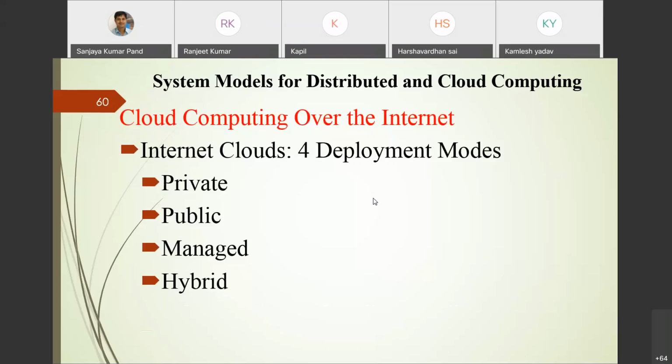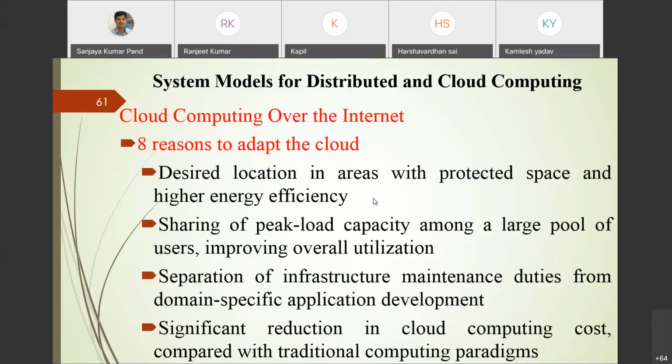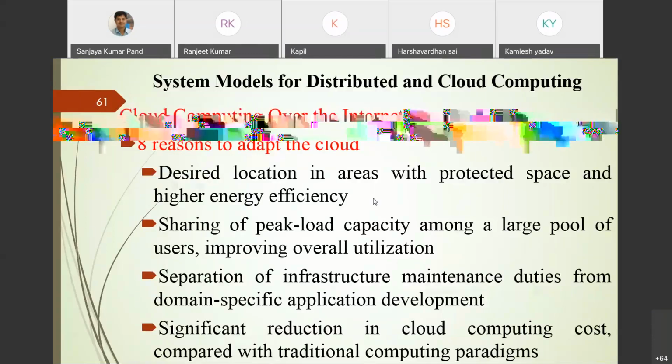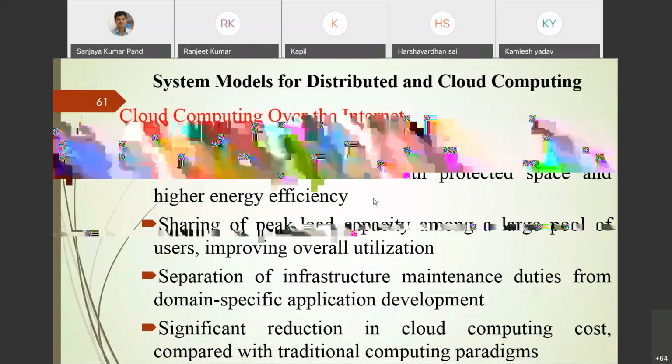Another 5 reasons to adopt the cloud. First, location with great space and higher energy efficiency. Okay, the data center needs a huge amount of cooling or chiller. So whenever you are placing it, you have to ensure whether water cooling or air cooling is required, and such facility should be available in a particular location.